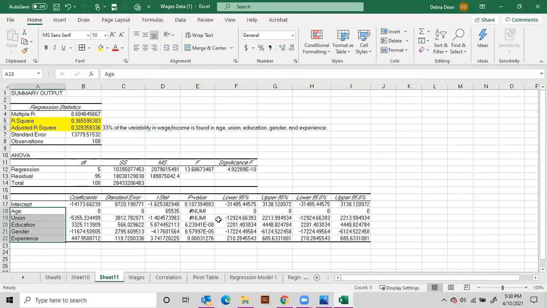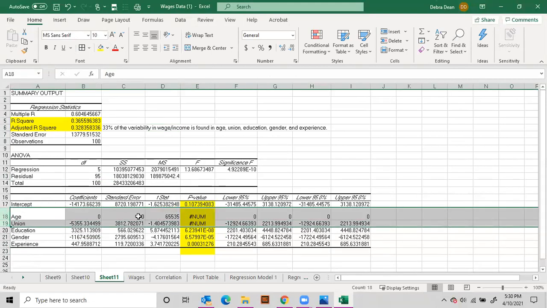Now what we do see though, if we go down here to the p-values, we see something pretty interesting. These two, the p-values are non-existent. So we don't even want these in here anymore. We want to get rid of them. And what we can do is rerun our regression table. So that's what we'll do.